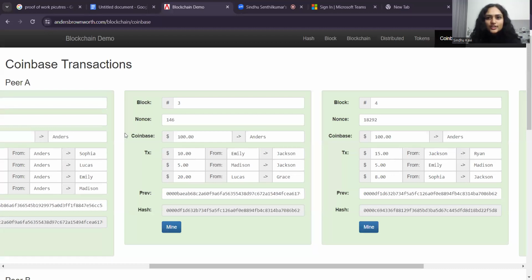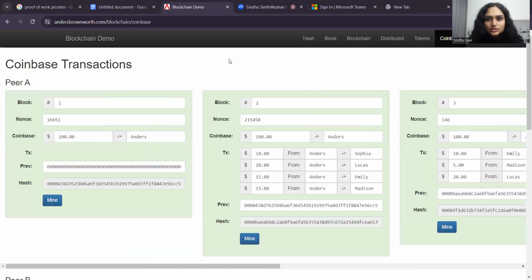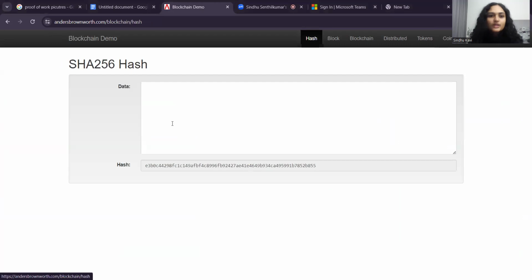Now let's get to the page. So this is how it's supposed to look. This is the page where we look at something called SHA-256 hash. As we come across blockchain, we will get to the topic of hashing algorithms.